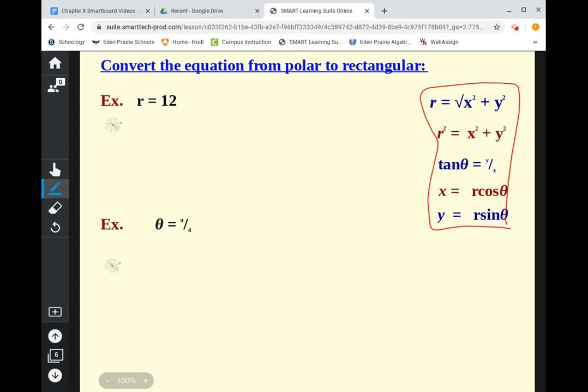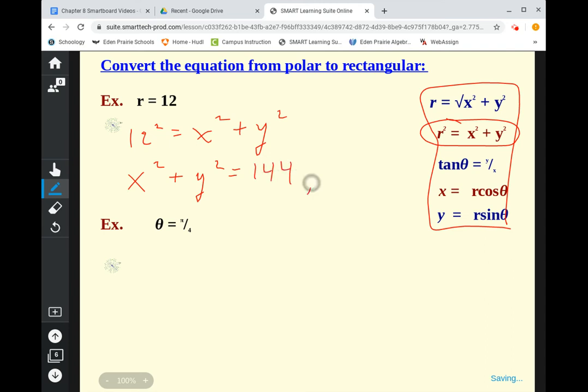I'm actually going to use this one, R squared equals X squared plus Y squared. So that means that R squared is 12 squared equals X squared plus Y squared. Well, that's just 144. So my final answer would be X squared plus Y squared equals 144. Later, we're going to look at that. That's the equation for a circle with a radius of 12. So in polar form, r equals 12 gives you a circle with a radius of 12.